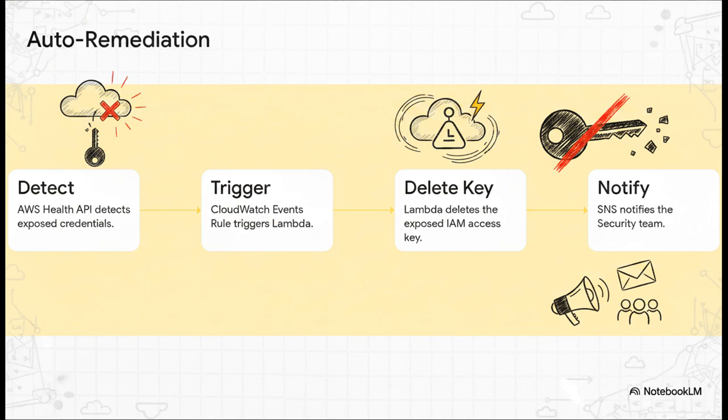First, the AWS Health API detects it and triggers an exposed credentials risk event. A CloudWatch events rule catches that, which instantly fires an AWS Lambda function to delete or deactivate the compromised IAM key before anyone can exploit it. Finally, an SNS topic notifies the security team. Knowing this automated flow is gold for the DevOps exam.